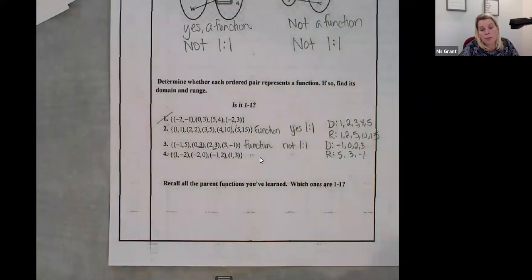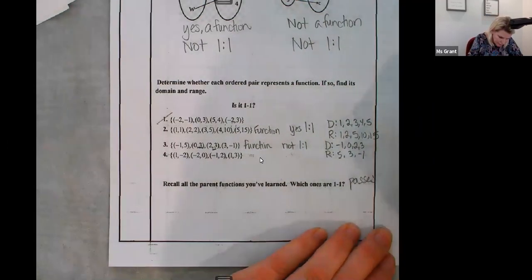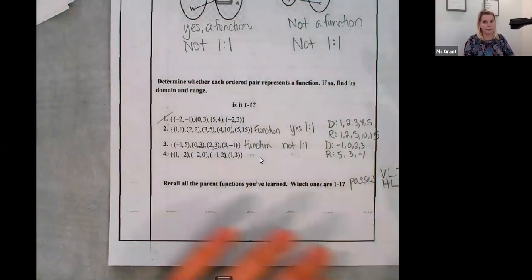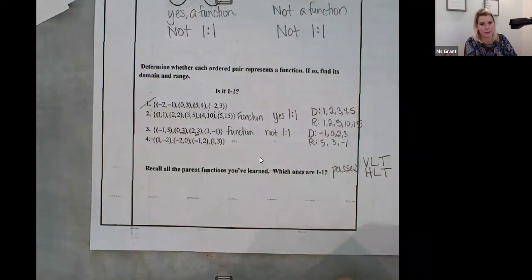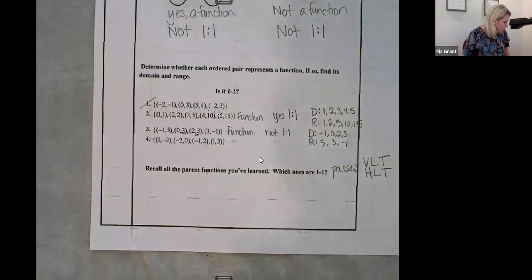All right, recall all the parent functions you've learned. Which ones are one-to-one? One-to-one means that it passes the vertical line test and the horizontal line test. That's one-to-one, okay? So I'm going to give you 4 examples of parent functions that you've learned. So basically you're just going to be copying, okay? Because I'm just going to draw the pictures for you quick. I'm going to use different colors. I have a red and a green to be able to go through this. And here we go.